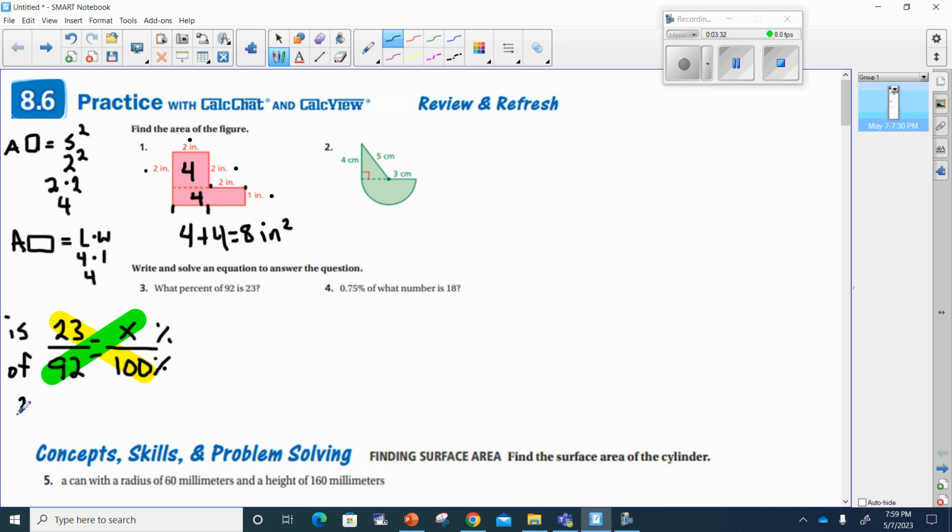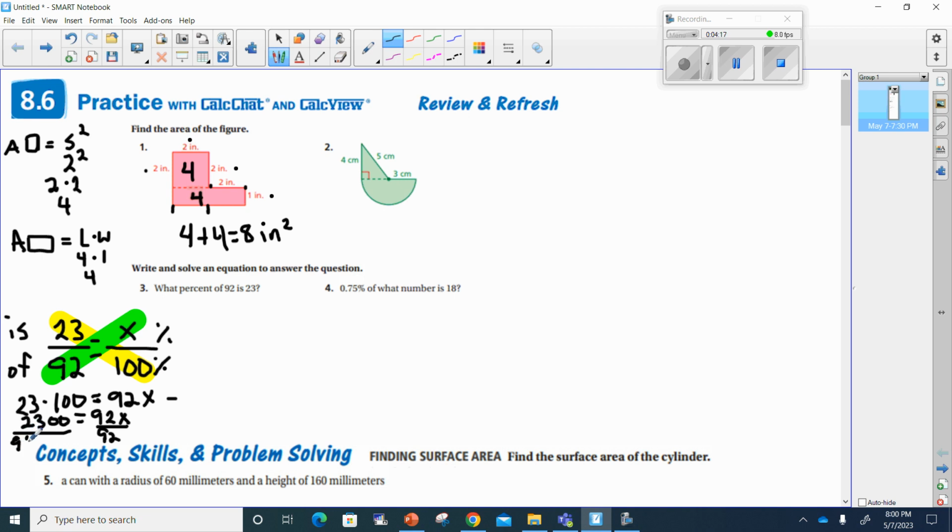So let's see, 23 times 100 has to equal 92 times X. I know 23 times 100 is going to equal, I can put on the bottom here, 2300 equals 92X. And now to get X by itself, I'll have to divide 92 away. Whatever I divide from one side, I divide from the other.